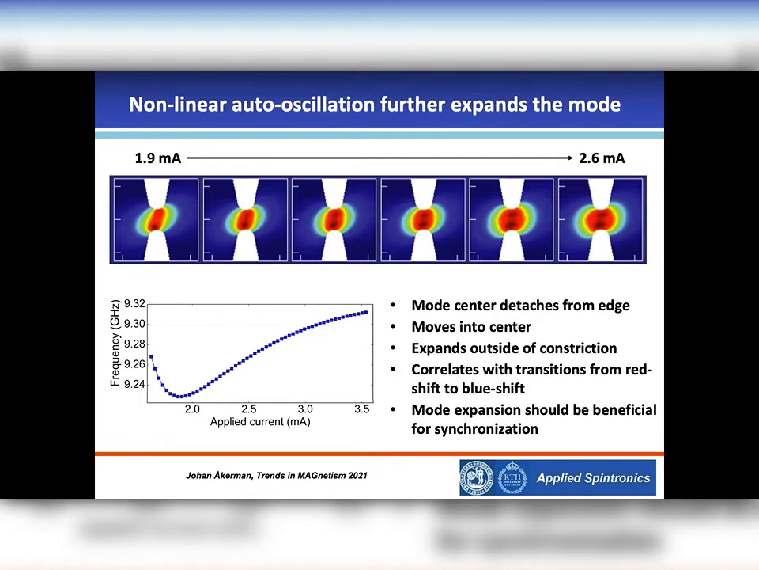And these two types of behaviors will lead to a non-monotonic frequency dependence as a function of current. So you can see here at the bottom how the frequency first decreases with current, and then has a minimum, and then increases with current. And this is a function of the mode center detaching from the edge, moving into the center, and expanding outside of the constriction, and we're hoping that this should then be beneficial for synchronization.